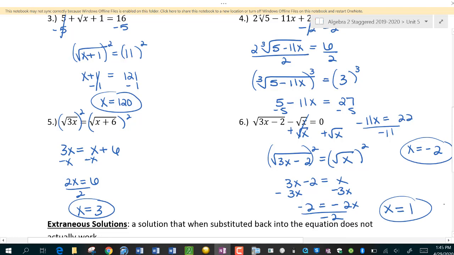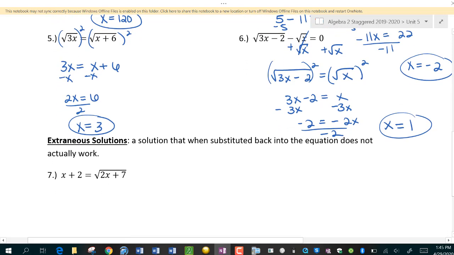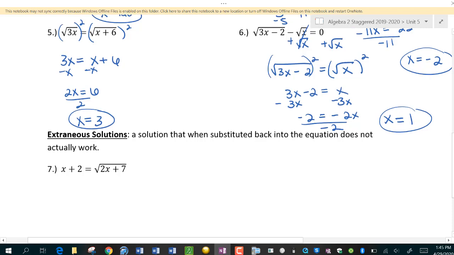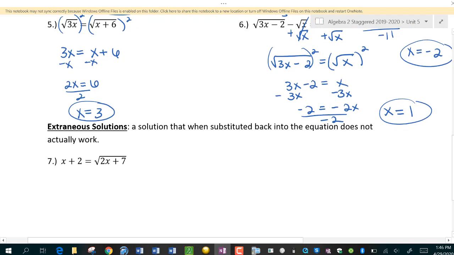Okay, so I have one more problem for you. And here's kind of my hint. This problem is going to include an extraneous solution. So remember, an extraneous solution is a solution that, when substituted back into the equation, does not actually work. So it doesn't mean you made a mistake, but the solution just does not actually work. I usually call them the trick solutions.